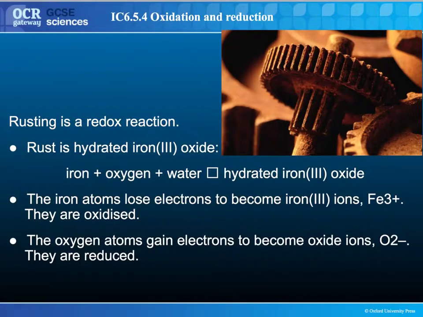First thing, essentially, iron rusting is a reaction with oxygen, but it needs to take place in the presence of water. And what you actually have is iron reacting with oxygen in the presence of water to form hydrated iron oxide, which is the rust that we see here. The iron atoms are losing electrons, becoming positive Fe3+ ions. They're becoming oxidized, and the oxygen atoms gain electrons, becoming reduced to O2- ions.